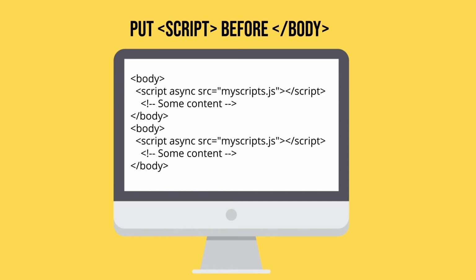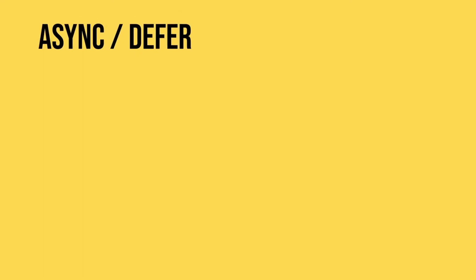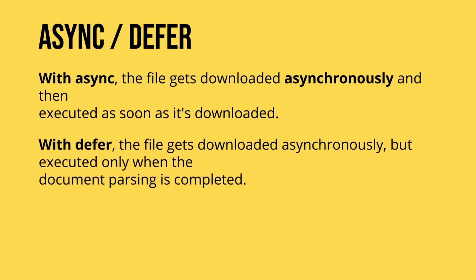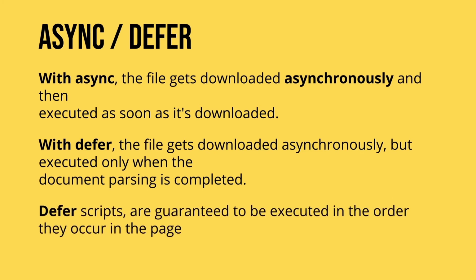If you absolutely must have an external script at the beginning or middle of your content, please consider async or defer attributes. With async, the file gets downloaded asynchronously and then executed as soon as it is downloaded. With defer, the file gets downloaded asynchronously but executed only when the document parsing is completed. Defer scripts are guaranteed to be executed in the order they occur in the page.